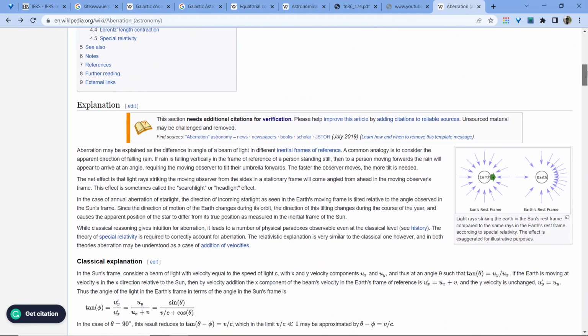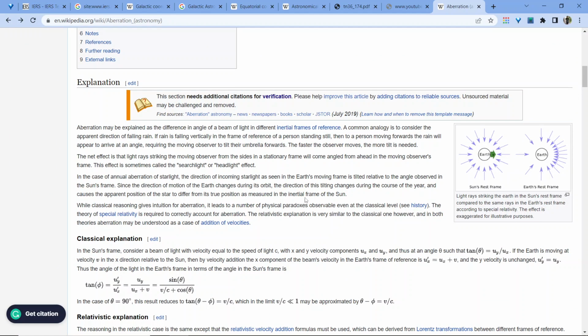So if we go down, aberration may be explained as the difference in angle of a beam of light in different inertial frames of reference. A common analogy is to consider the apparent direction of falling rain. If rain is falling vertically in the frame of reference of a person standing still, then to a person moving forwards, the rain will appear to arrive at an angle, requiring the moving observer to tilt their umbrella forwards.